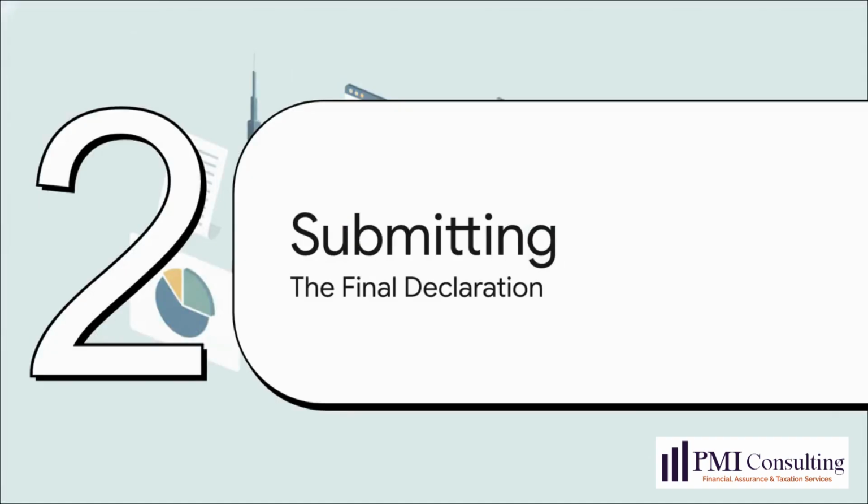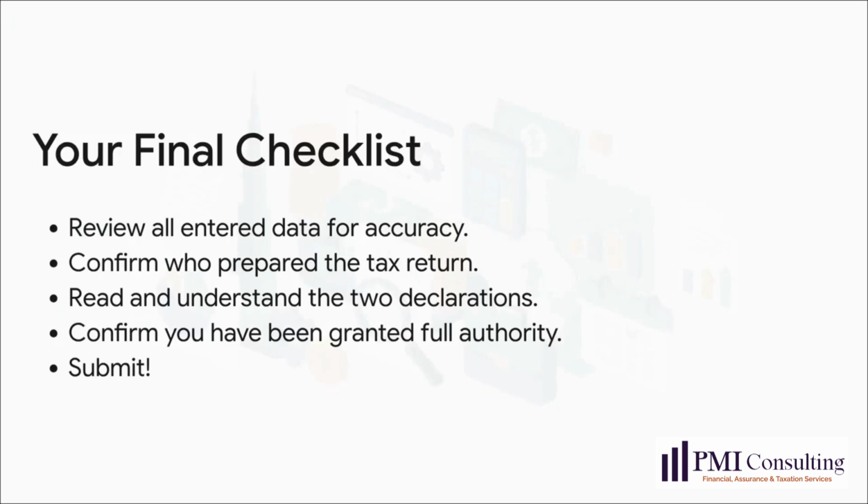We are on the home stretch. You've done all the heavy lifting. The math is done. This final section, Step 7, is all about the final review and declaration. This is your last chance to just check everything before you hit that submit button. Think of this as your pre-flight checklist. Seriously, you just double-check all your numbers one last time, confirm who prepared the return, read the declarations you're about to agree to very carefully, make sure you have the authority to submit it, and once you're sure everything's perfect, you are ready to go.